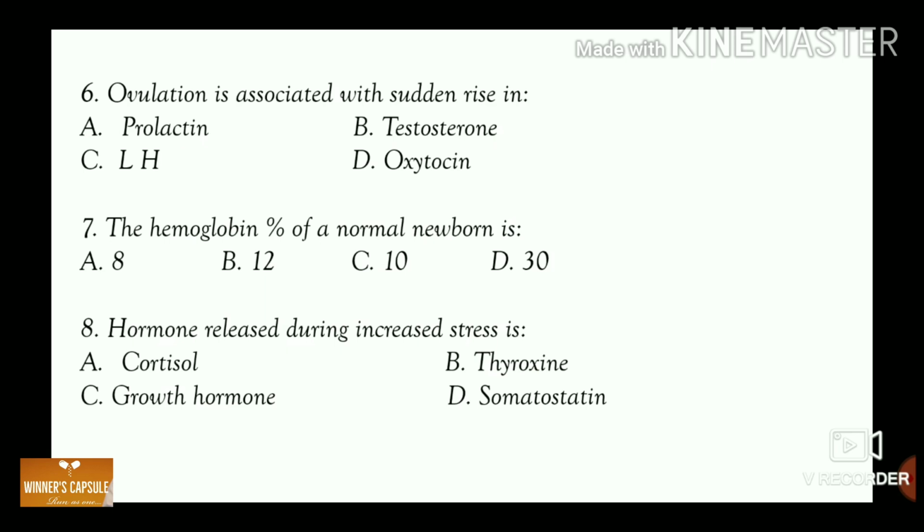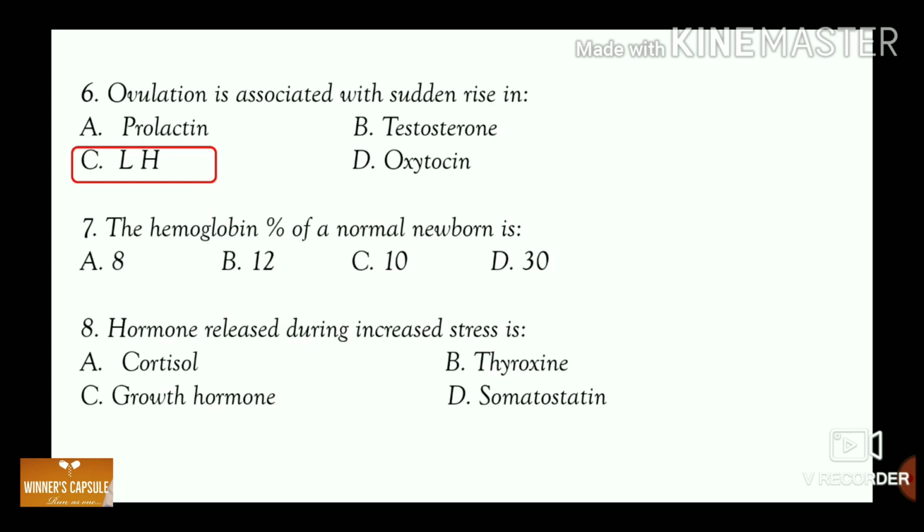Sixth one, ovulation is associated with sudden rise in A. Prolactin, B. Testosterone, C. LH and D. Oxytocin. Answer is option C. LH. LH is nothing but luteinizing hormone and it is secreted by the anterior pituitary. So ovulation is associated with sudden rise in the luteinizing hormone.